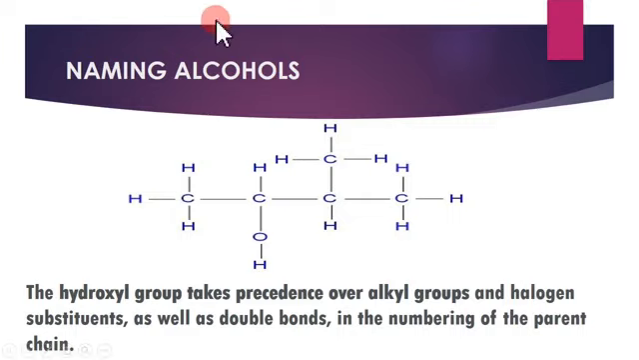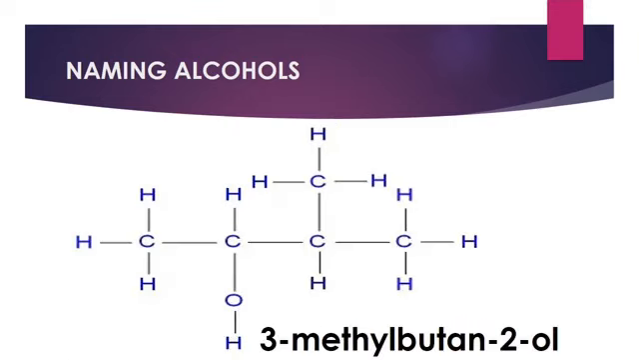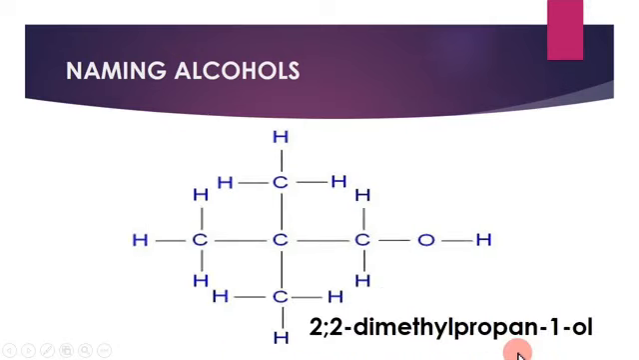So that means we will start numbering from the side where we see the OH. Note that that only happens when they're in the same position when we number from either side. So this is carbon number 1, carbon number 2, 3, 4. So how are we going to name that one? That's 3-methylbutan-2-ol. The methyl group is on carbon number 3 and the hydroxyl group is on carbon number 2. 3-methylbutan-2-ol.